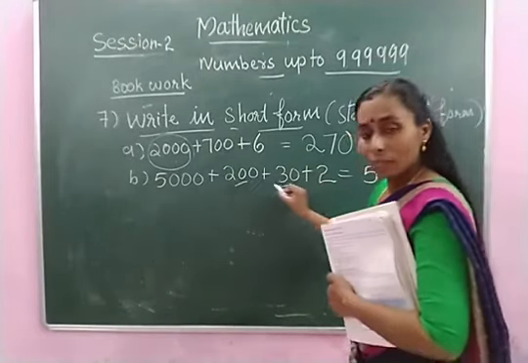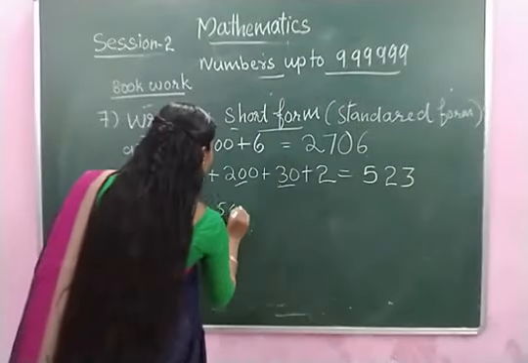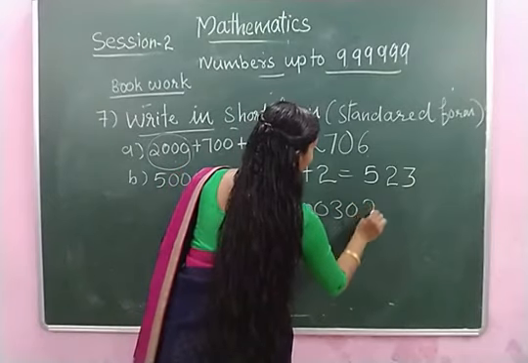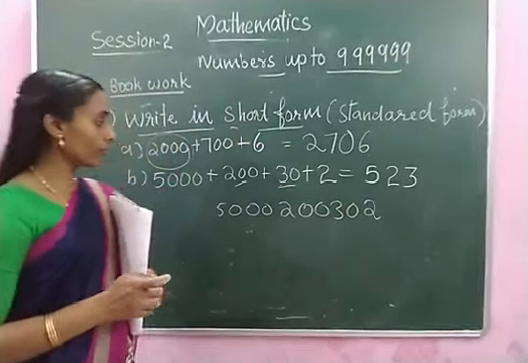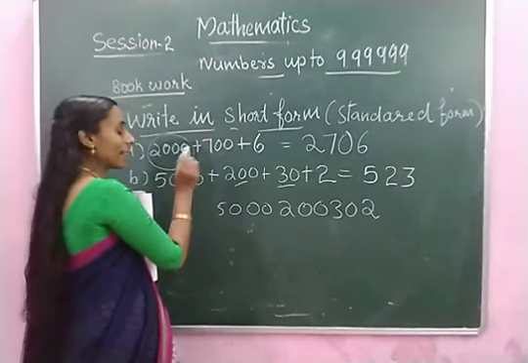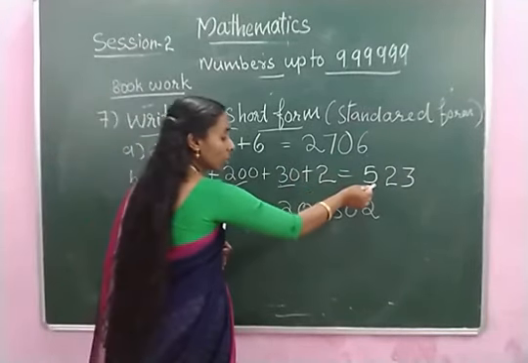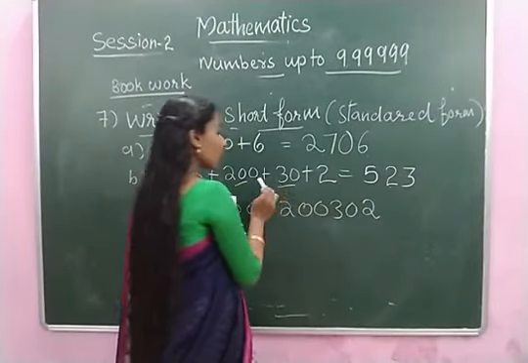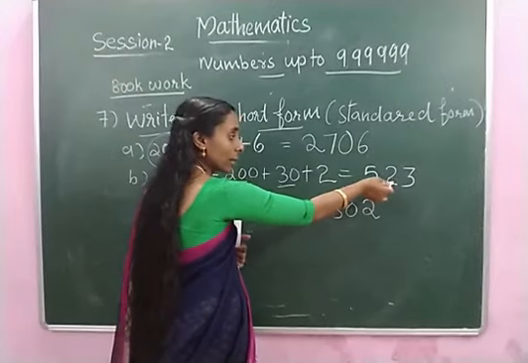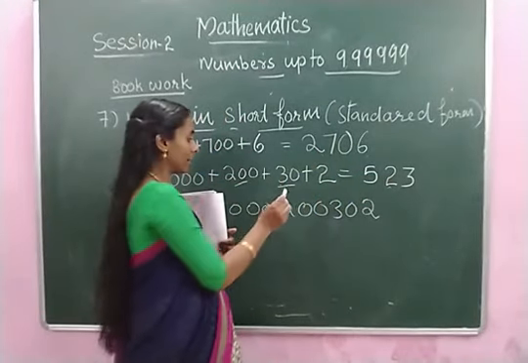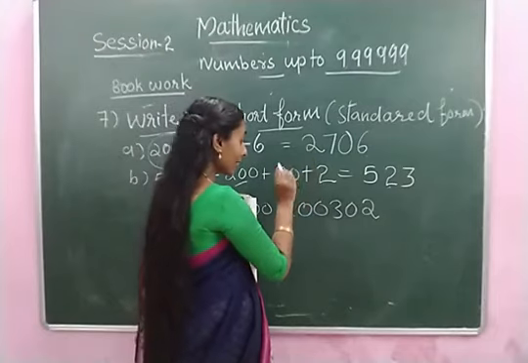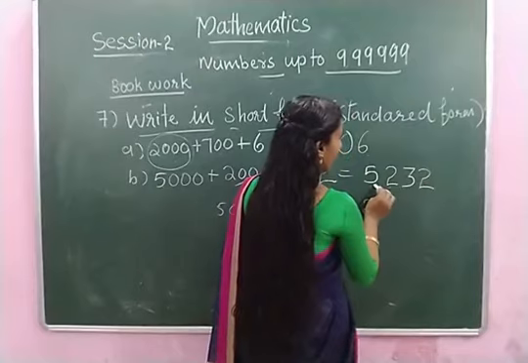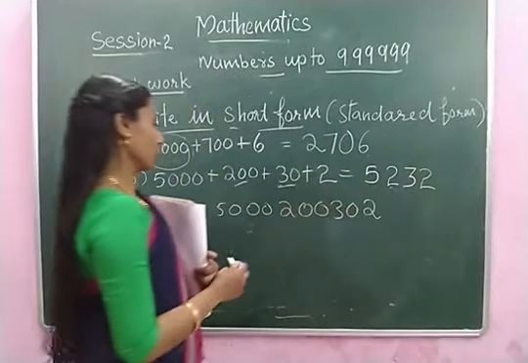Don't write 5000. Can you write this way? No, this is wrong. We can't write this way. For 5000, you have to leave the 0s and write only 5, and for 200, leave the 0s and write only 2. In hundreds place 2 is there, 2 multiplied by 100, 200. Then 30. Don't write 3 0. We write only 3 there. Then we write 2. 5232.